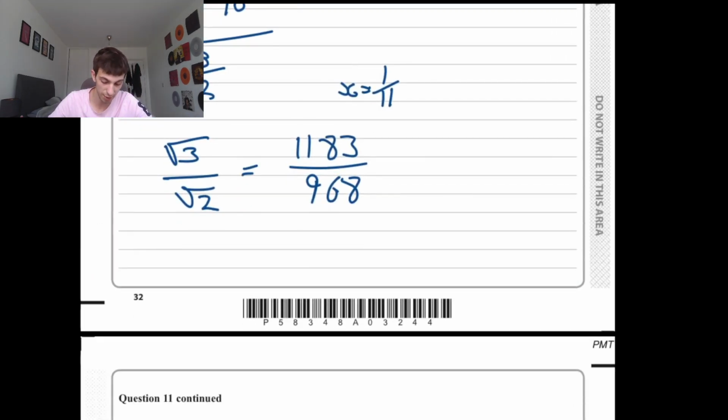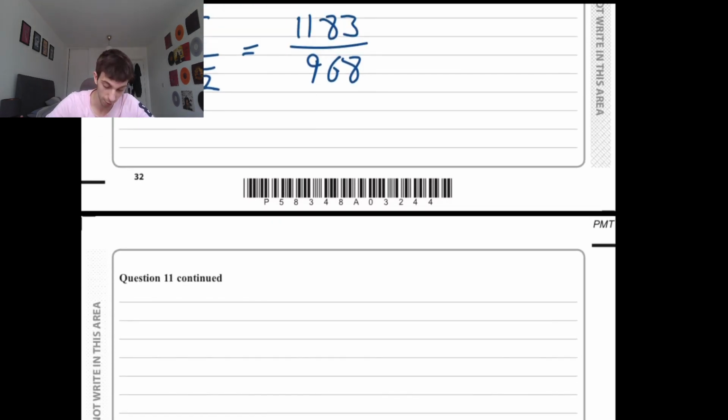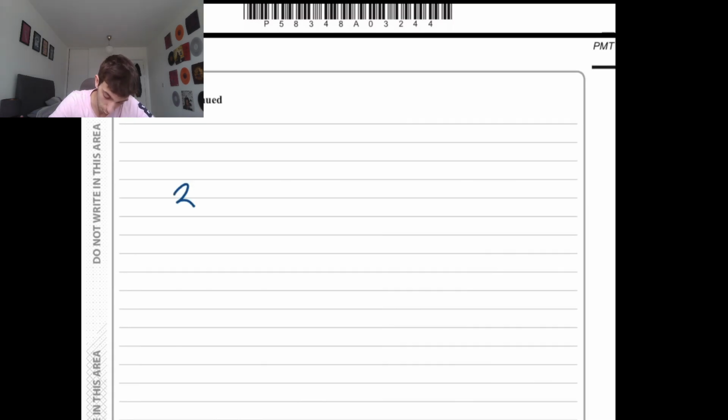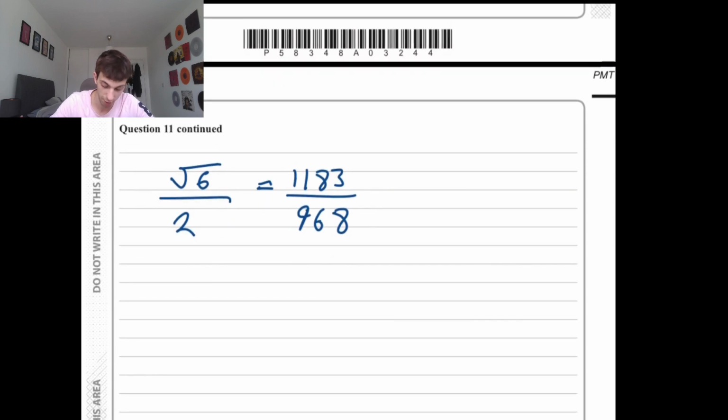So we want to see root 6 on the left-hand side. First thing I'm thinking, if we multiply the top and the bottom by root 2, we'll rationalize the denominator and we'll get root 6 in the numerator. Sounds pretty perfect. So multiplying the top and the bottom by root 2, root 3 times root 2 is just root 6. So we get root 6 over 2 equal to 1183 over 968. Remember, because we're doing the same thing to the top and the bottom of the fraction, it does not change the fraction. So all we have to do to get an approximation of root 6 is multiply the right-hand side by 2. So multiplying the right-hand side by 2 will indeed get us root 6 to be 1183 over 484, just putting it in a calculator.